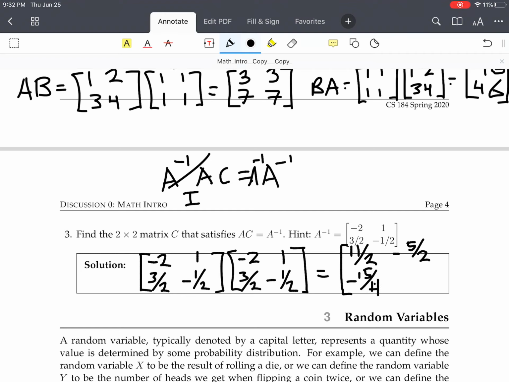And then last one, so that's 3 halves plus 1 fourth, so that's going to be 6 over 4 plus 1 fourth, so that's going to be 7 over 4. And so there we go. That's equal to C. So here I can put C is equal to that. Okay, so that's how inverses work. They're a useful tool for solving equations involving matrices.